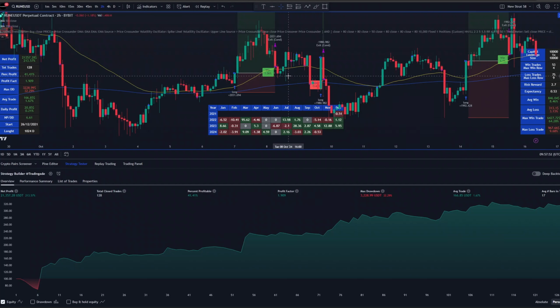Let me know in the comment section what strategy you would prefer, this strategy with less profit and more steady equity, or the other backtest with a crazy profit and crazy equity as well.